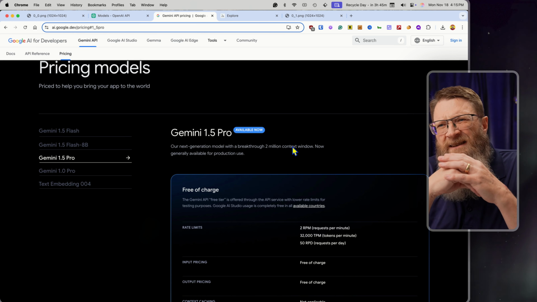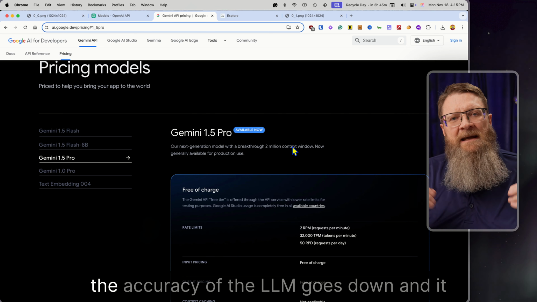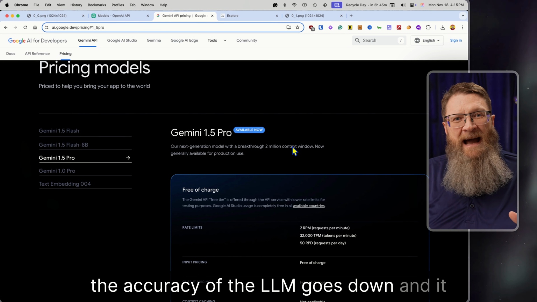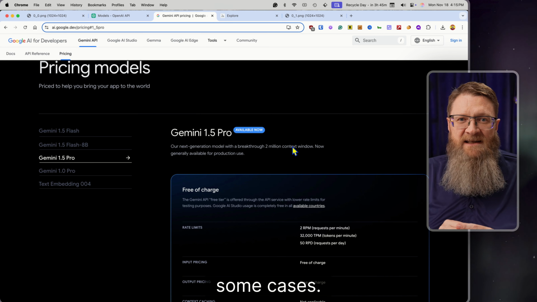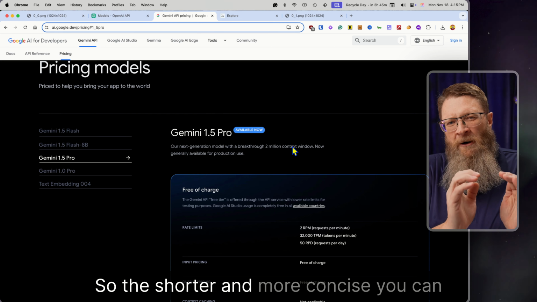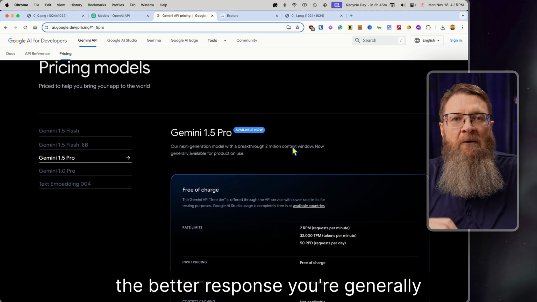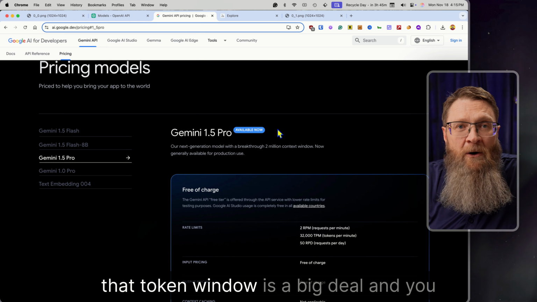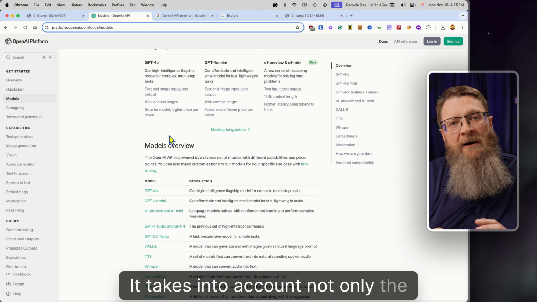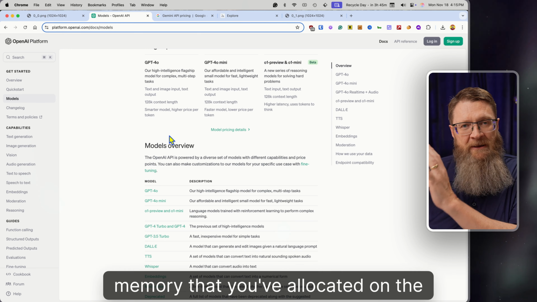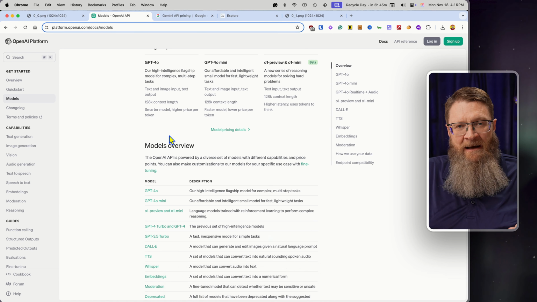Generally, though, the larger the context window is, the more you fill it up, the accuracy of the LLM goes down, and it can go down by up to like 20 to 25% in some cases. So the shorter and more concise you can keep your answers, the better response you're generally going to get. However, that token window is a big deal and you need to consider it. It takes into account not only the memory that you've allocated on the machine that's running the LLM, but fundamentally how they built the LLM from the ground up.